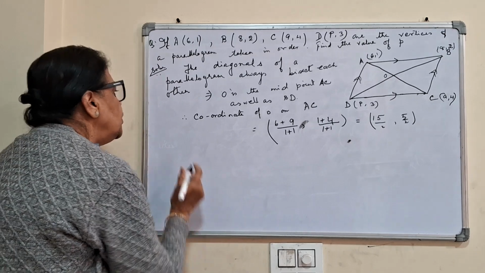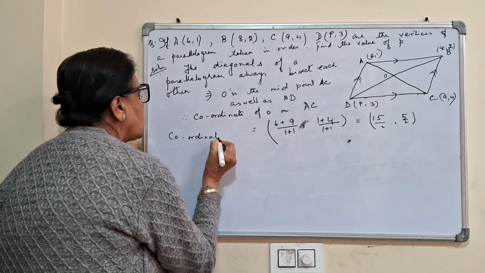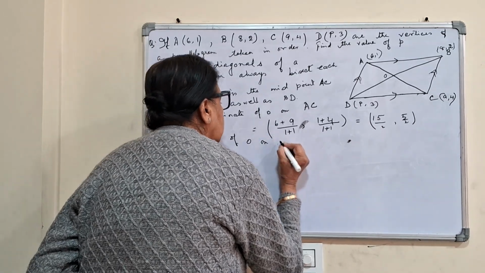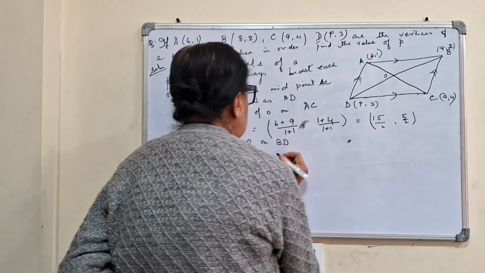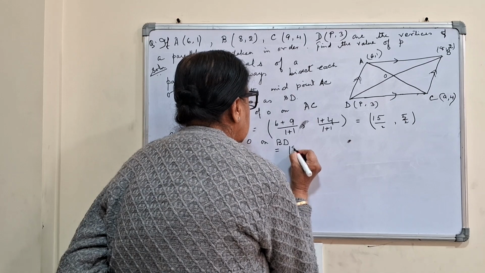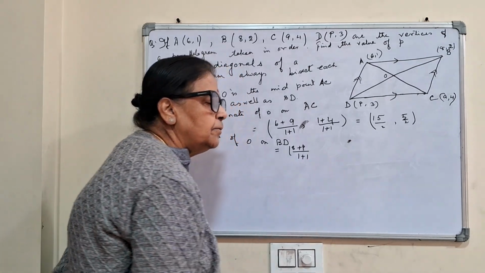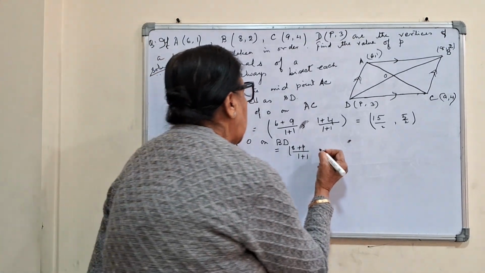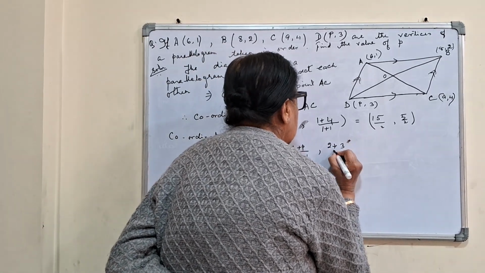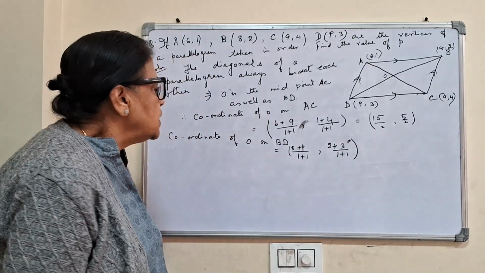Okay. Coordinate of O on BD is equal to, that is (8 plus P) divided by 1 plus 1, it is the midpoint, and (2 plus 3) divided by 1 plus 1.